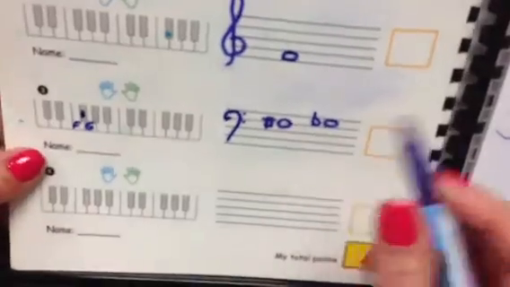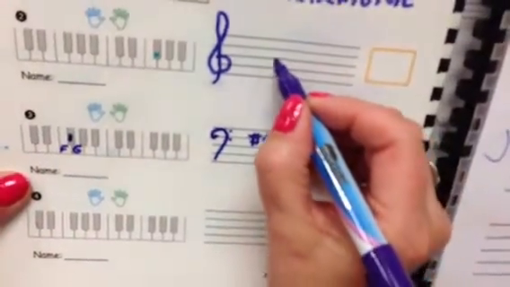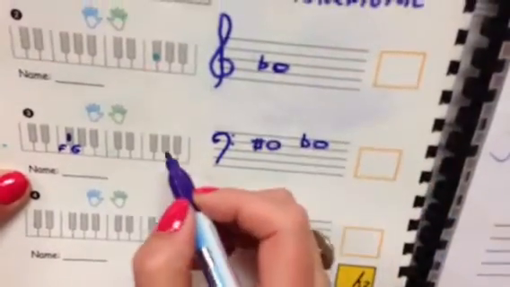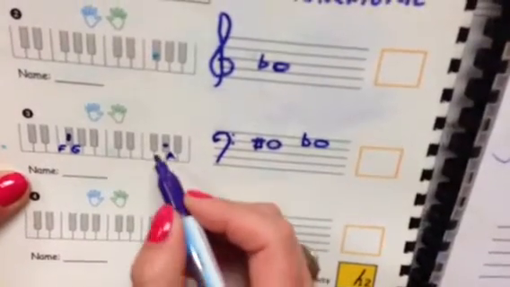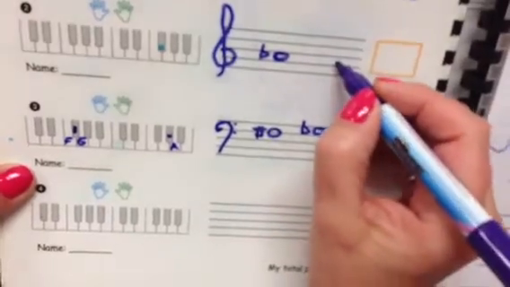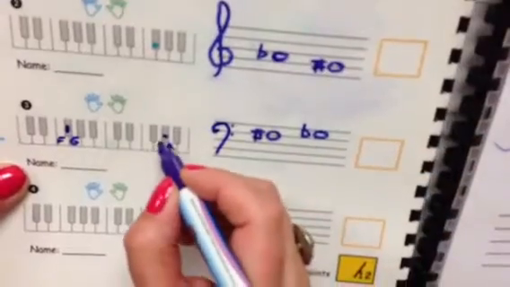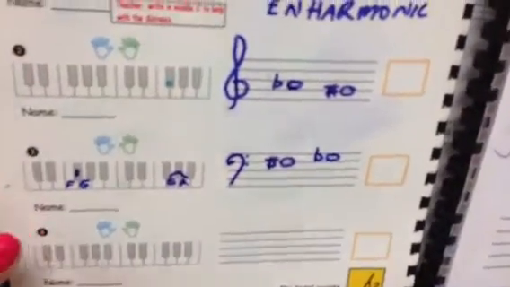All right, let's just do another one in treble clef here. Let's do A flat. Well, here is A flat. See, there's A. What's another name for A flat? We will say it is G sharp. So remember, sharps move to the right, flats to the left.